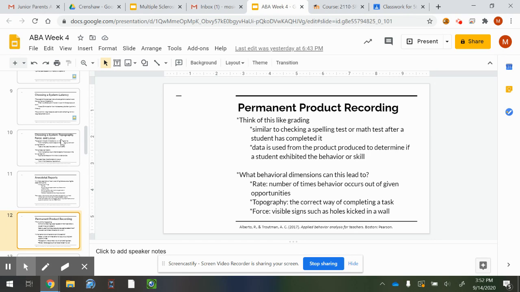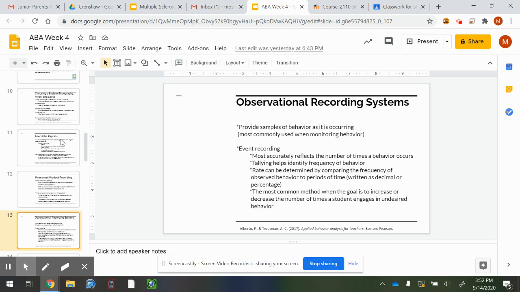Outside of that, permanent product recording, again, isn't probably one of the most common to use. Then we have observational recording systems. We will also go through these pretty heavy tonight in class. Some of you have them in your case studies. Observational recording systems provide samples of behavior as the behavior is occurring. These are the most commonly used data collection procedures. We're collecting it as it's happening, versus the permanent product, which we collect afterwards.